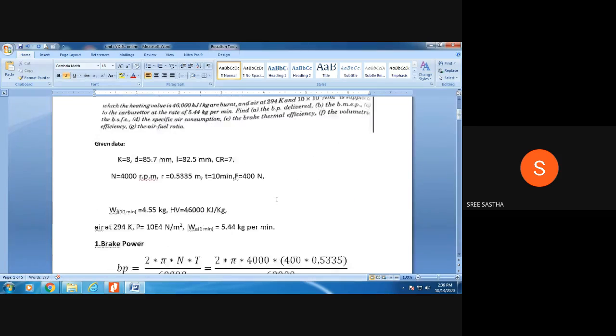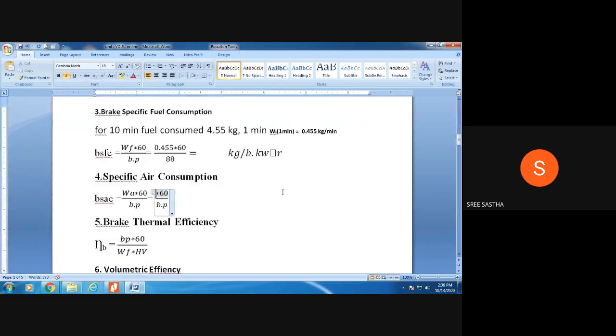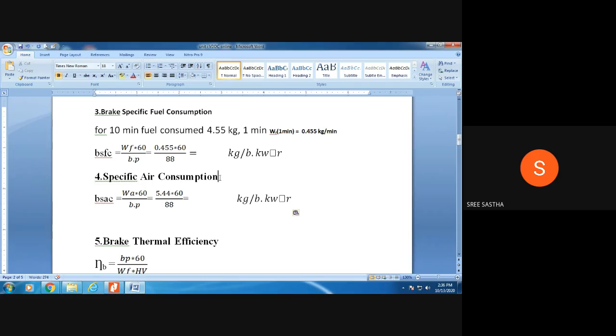So WA is 5.44 and brake power is 88. You can write the same unit, kilogram per kilowatt hour. This symbol box is coming. Actually it should be H. I don't know why H is not coming. Here it is coming, but for the equation it is not coming.